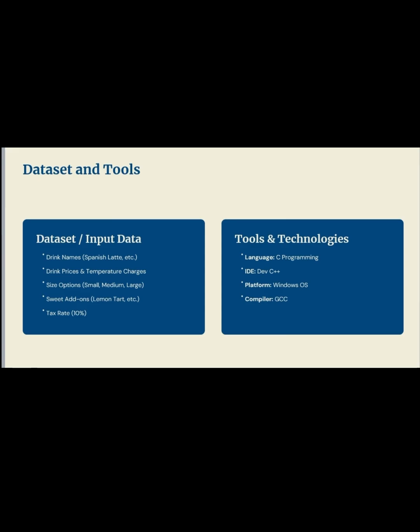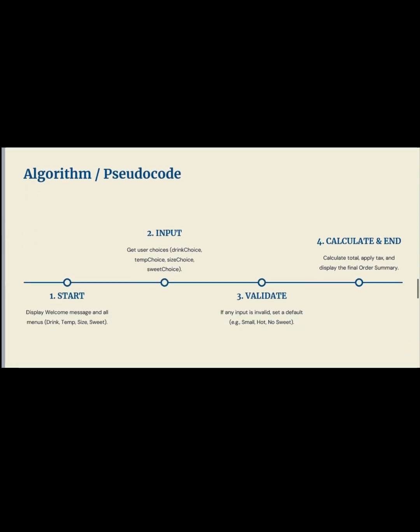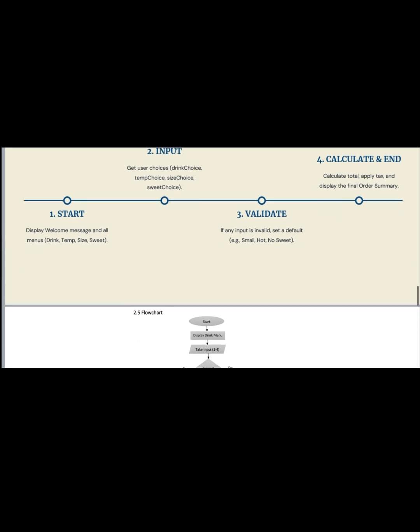The algorithm is straightforward. Step 1. Start by displaying a welcome message and all the menus. Step 2. Get the user's input, their choice of drink, temperature, size, and sweet. Step 3. This one is very crucial. Validate. If the input is invalid, we set a default. No crashes. Step 4. Calculate the total, apply the tax, and at the end, display the final summary.